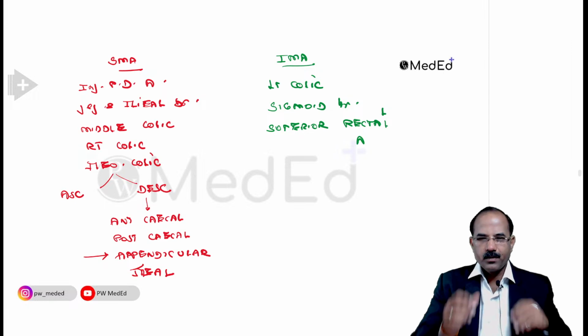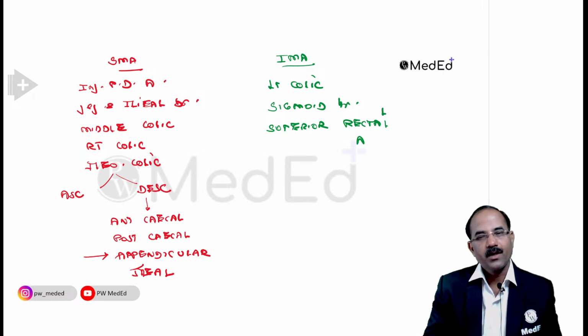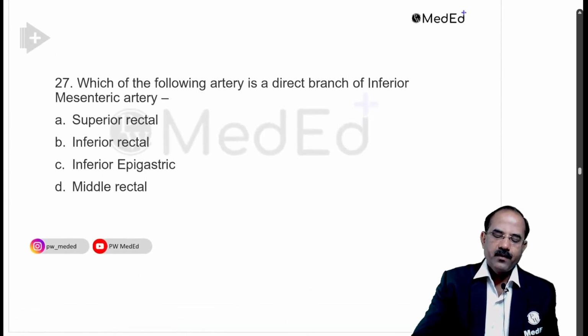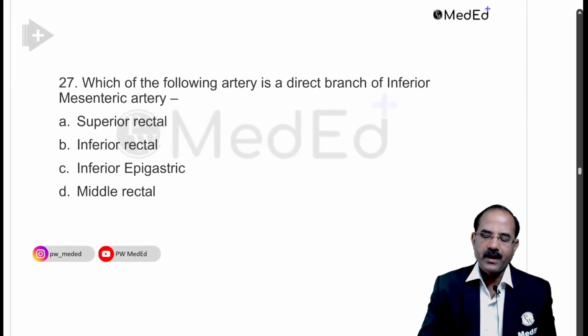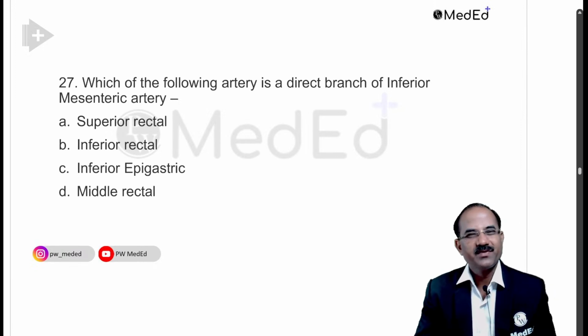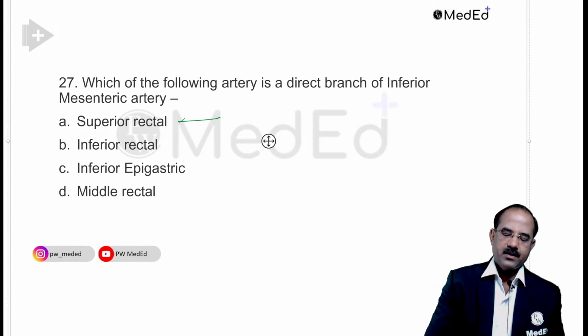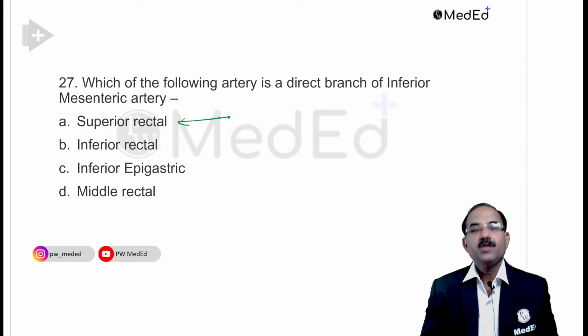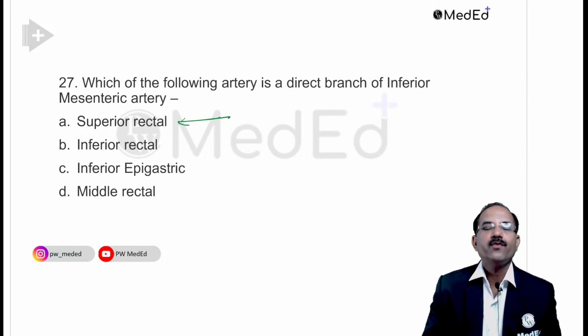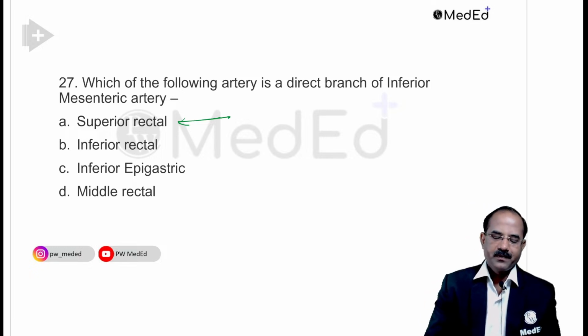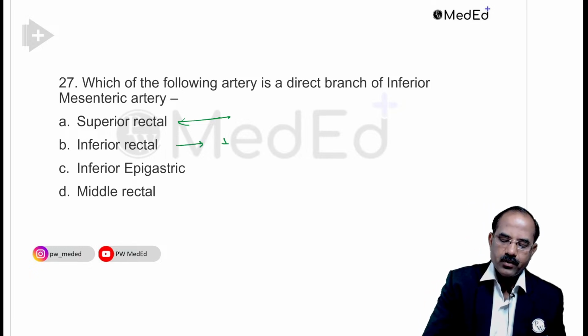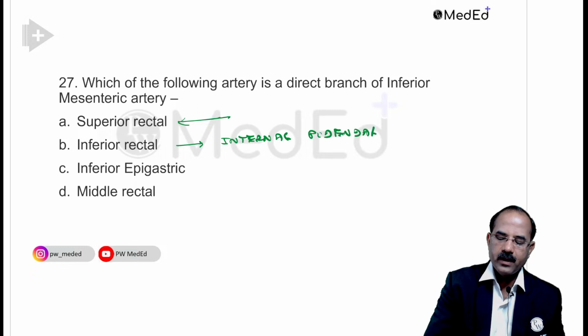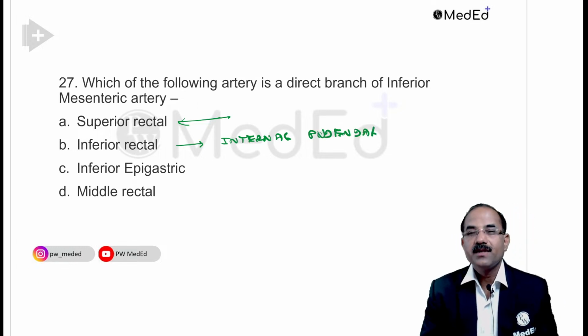Here, children, are you able to follow this? Just remember these blood vessels, they are very important. So look at the MCQ: which of the following artery is a direct branch of inferior mesenteric artery? So what is the answer for this? That's the superior rectal artery. The superior rectal artery is a continuation of inferior mesenteric. Inferior rectal artery is a branch of internal pudendal artery, which is a branch of internal iliac. Internal pudendal is a branch of internal iliac.